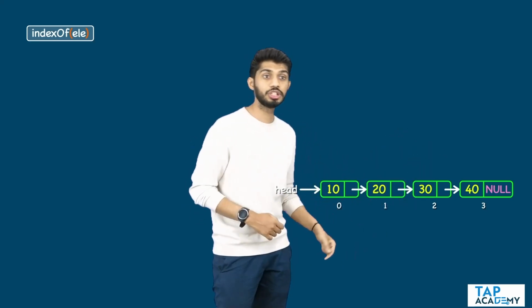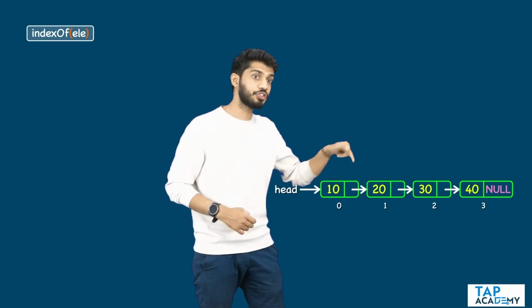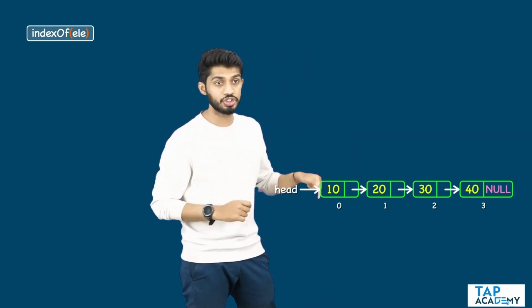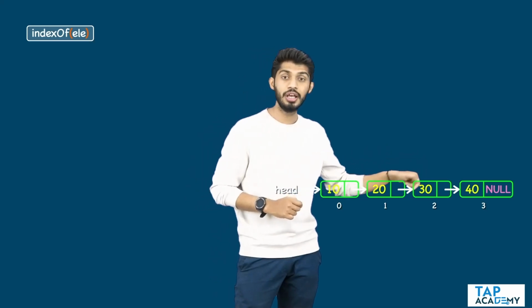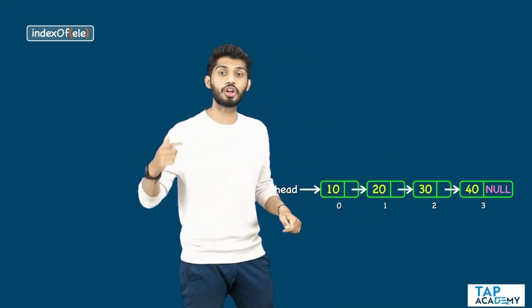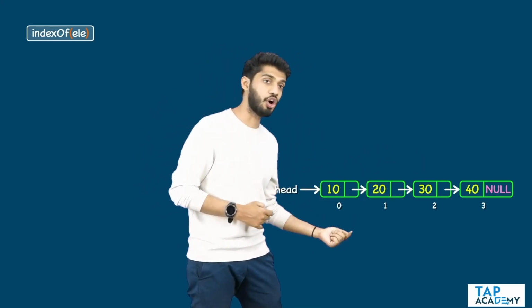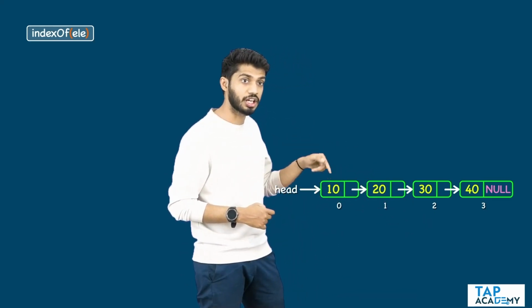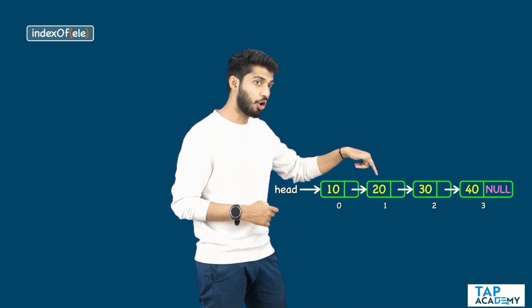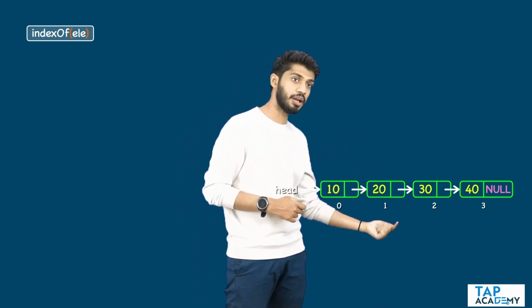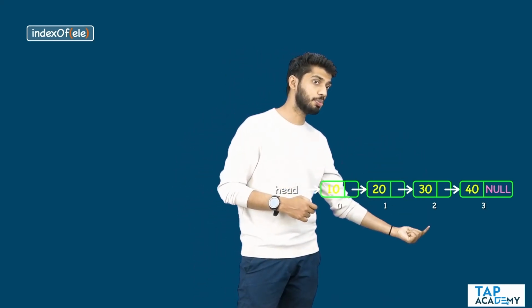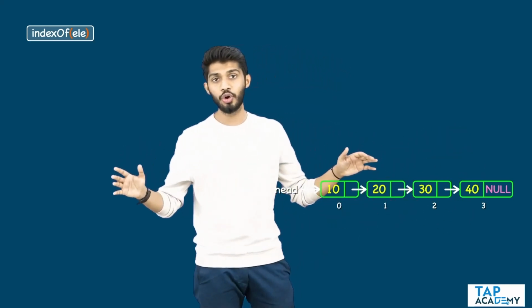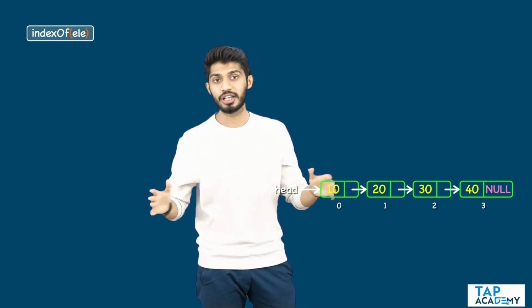So what I need to do is, when I am keeping track of the node, how can I keep track of a node? I need one variable called current, which will keep track of all the nodes one by one. At the same time, I need one more variable called count, which will keep track of all the indexes. So whenever the current node is pointing here, the count should be 0. Whenever current is pointing here, the count should be 1. Whenever current is pointing here, count should be 2. Whenever current is pointing here, count should be 3. So I hope the scenario is completely clear.